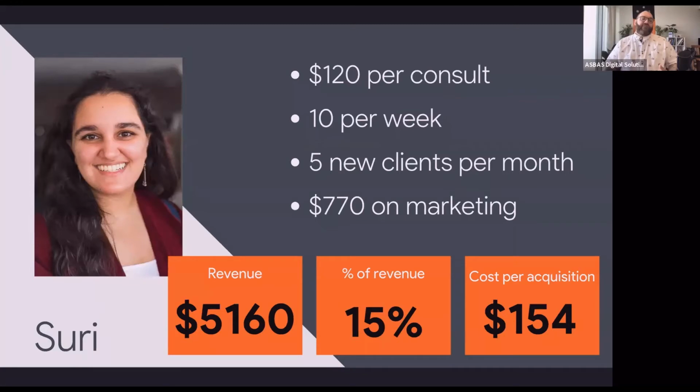But about 15% of her revenue is being spent on marketing. If she was spending $350, that would be a significantly different number. She'd be looking at a much, much lower percentage of revenue, and her cost per acquisition would be significantly less. But Suri has found, as she's had to try to get more of these, to fill out 10 of these a week and attract 5 new clients every month, it's costing her a little bit more all the time to get that on.